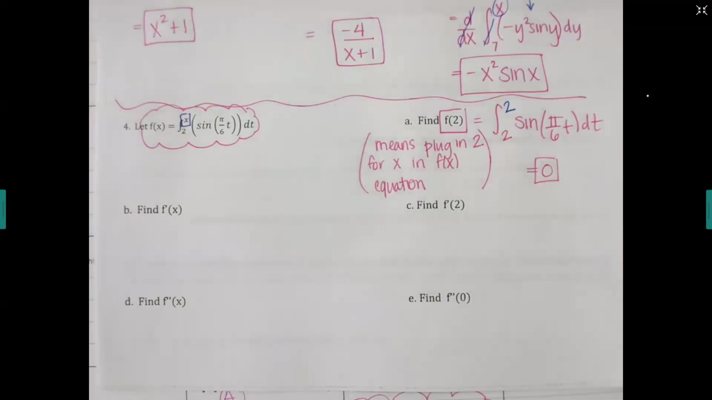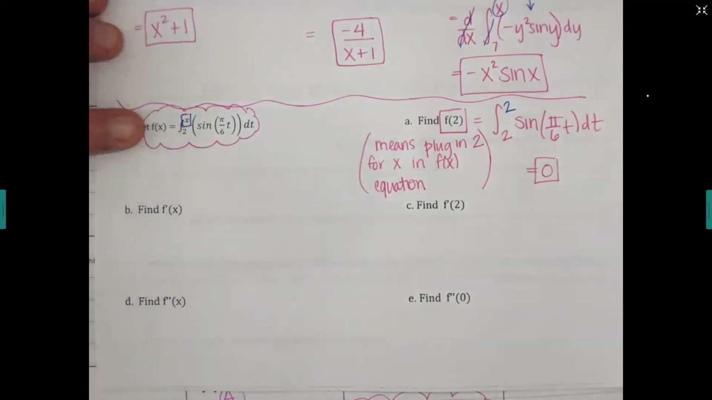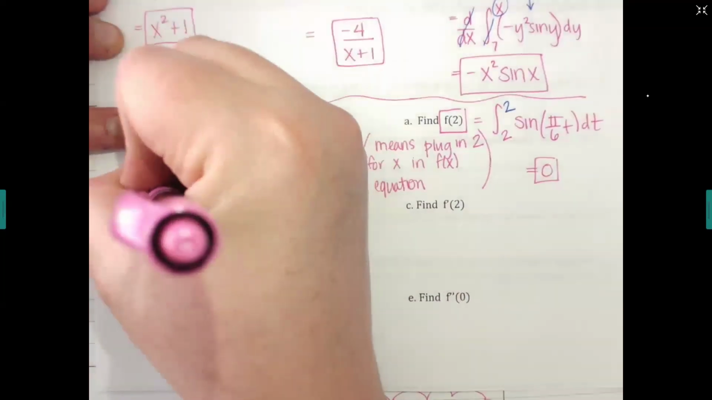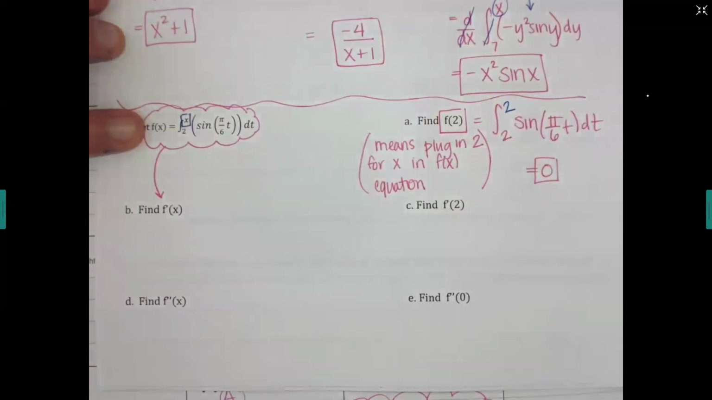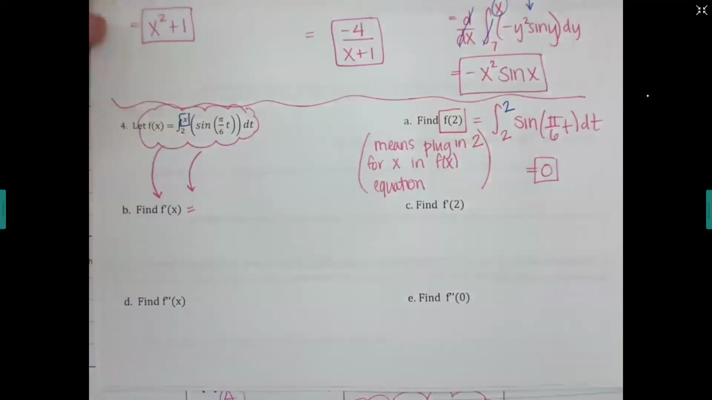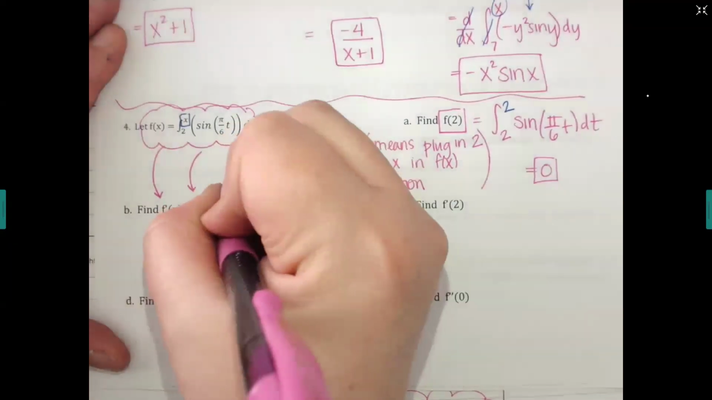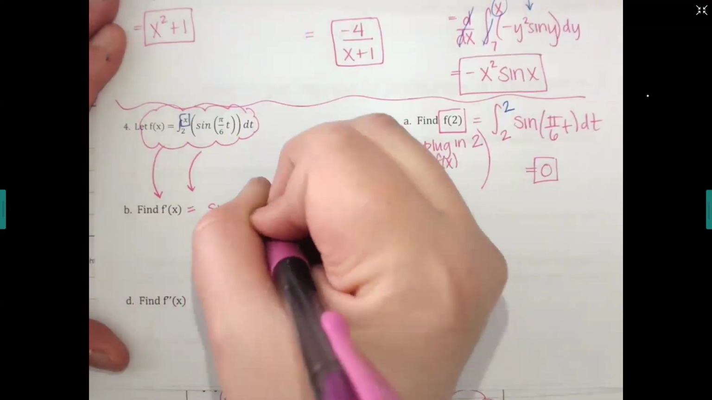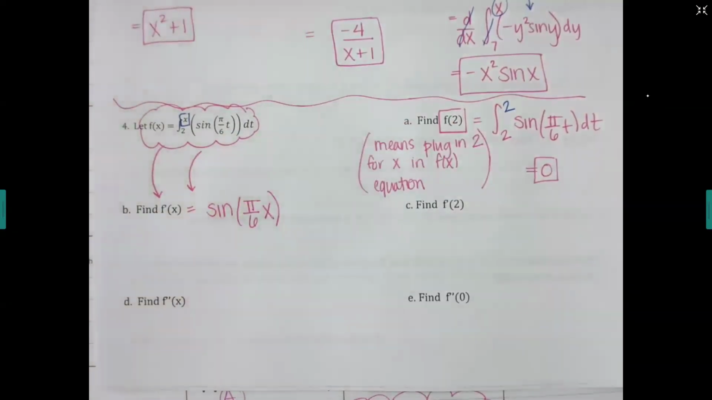Okay, go down to part B. Now I want f prime of x. So notice this is f. Now I want f prime. That means I need to take the what? Derivative. And if I take the derivative of an antiderivative, what happens when I put d/dx in front of this? The equation stays the same, but I switch it to a what? Instead of a t, now it'll be a what? X. So it'll be sine pi over 6 x. So the derivative crosses out the antiderivative and just swaps out your letter.